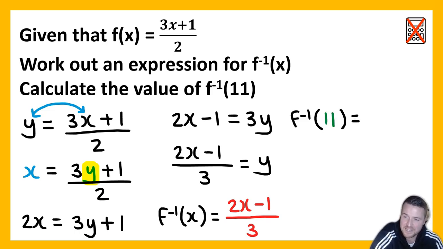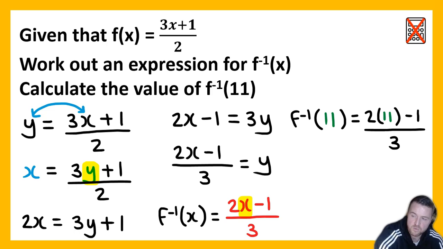I need to calculate the inverse function of f when my input is 11. So replacing x for 11, 2 lots of 11 minus 1 over 3 is equal to 21 over 3, which is 7.